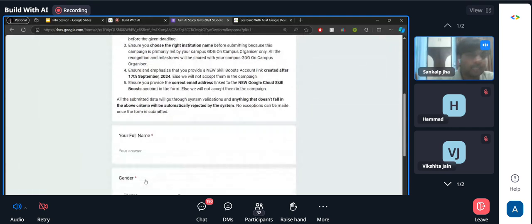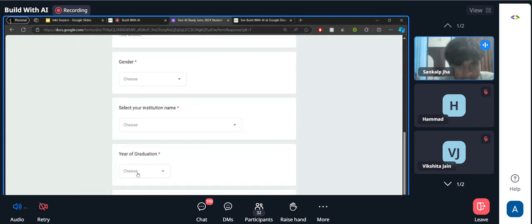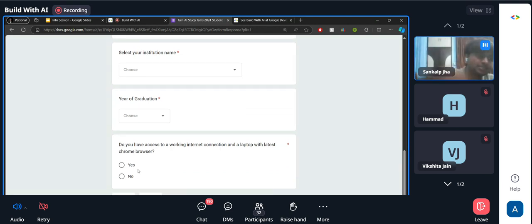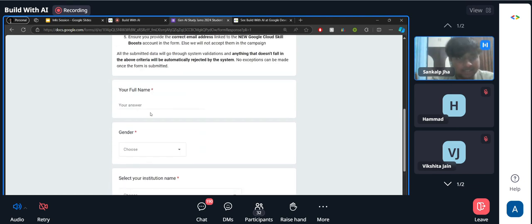You will again be asked to fill certain details: your name, gender, your institution name, year of graduation. For third year, it is 2026. For the second year, it is 2027. And try to use Chrome because Chrome is best adapted to it and it is the best platform to work on. I prefer Edge, but I will also be switching to Google Chrome for the particular use of this Gen AI study jams.